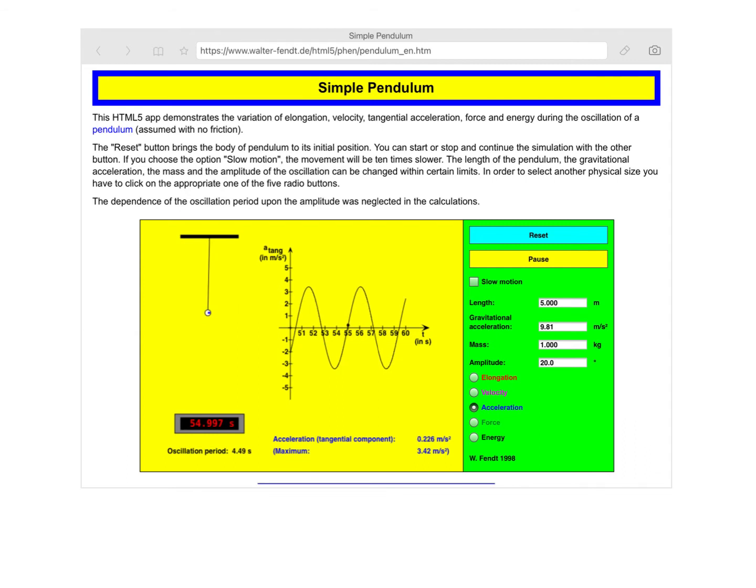And notice that no matter what, the acceleration is always pointing towards this position here, or towards the equilibrium. And notice that as the acceleration gets smaller, it approaches zero, and it changes direction, causing the pendulum to slow down, stop, turn around, come back, slow down, stop, turn around, come back. And it does that over and over.